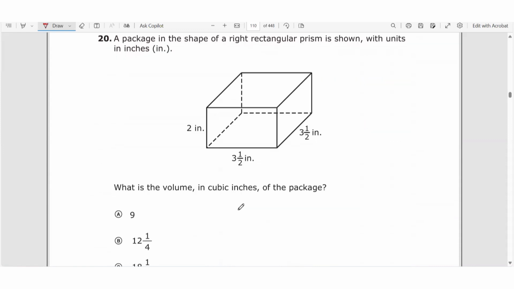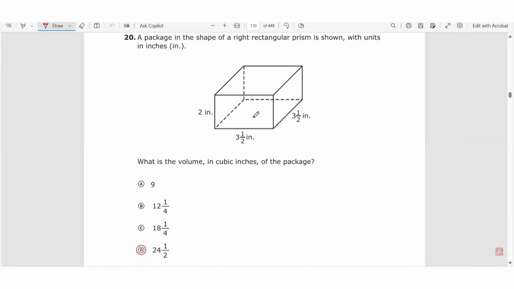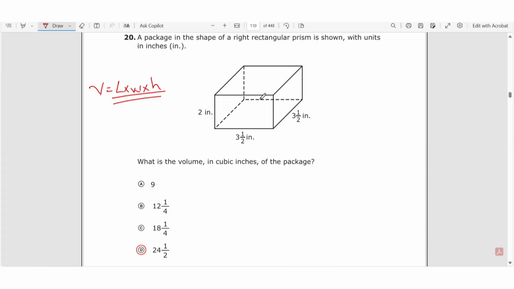All right. So question 20 is, let me minimize this a little bit. Question 20 says a package in the shape of a right rectangular prism is shown with units in inches. All right. Now, what is the volume of this? Well, the volume is simply the length times the width times the breadth, or what we call the height. This will take us there. In other contexts, you could say the area of the cross section, which would be this part, the base here. If we could find the area of that and you multiply by the height, you're still good.